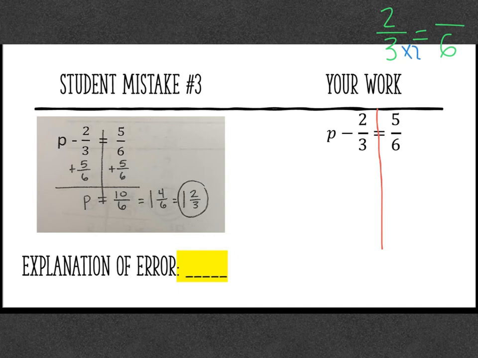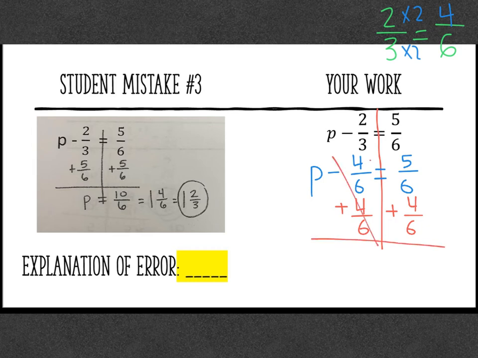If I multiply by 2, 2/3 becomes 4/6. So I'm going to rewrite my problem. P minus 4/6. Bring down my equal sign. Bring down my 5/6. From here, I'm going to do my inverse operation. So I see subtraction. I'm going to do addition. So add 4/6 to both sides. When I do this, I'm left with P on the left.